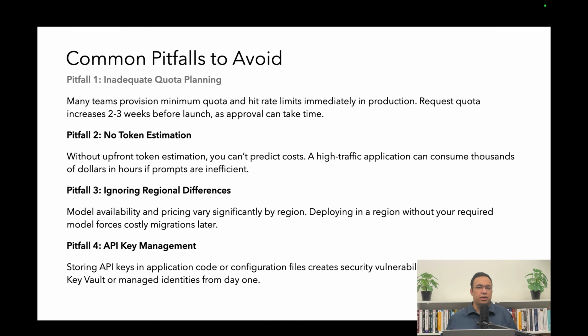Pitfall 4 is API key management. Storing API keys in application code or configuration files creates security vulnerabilities. Keys might be accidentally committed to source code control, exposed in logs, or accessible to unauthorized users. You should use Azure Key Vault or managed identities from day one. It's much harder to retrofit proper secret management after you have already deployed with hard-coded keys.